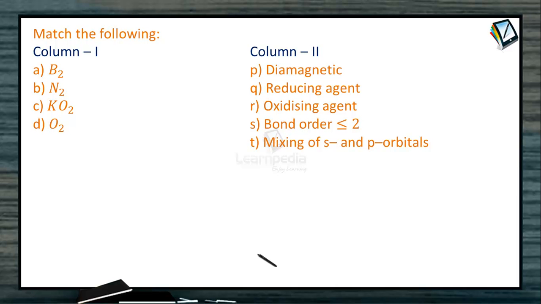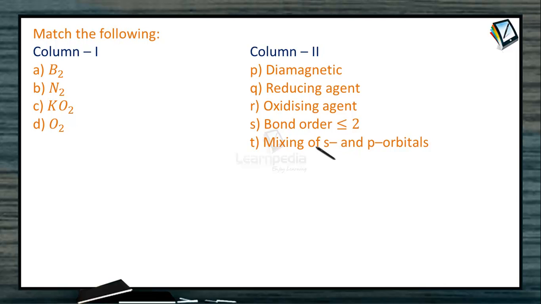Match the following. In column 1 we have B2, N2, KO2 and O2. And in column 2 we have diamagnetic character, reducing agent, oxidizing agent, bond order and mixing of S and P orbitals. We had to match the property of the substance in column 1 with those in column 2.